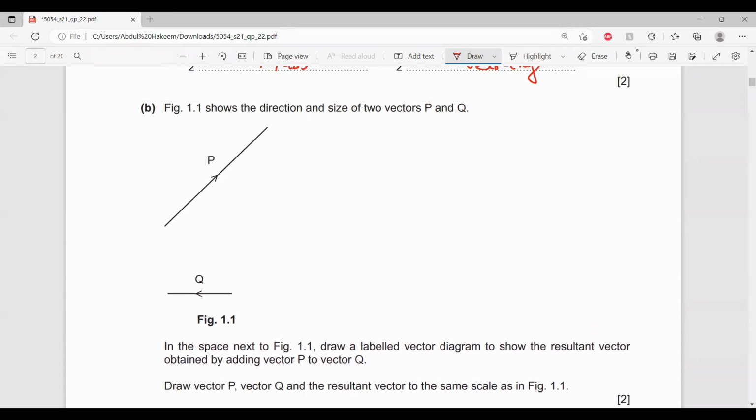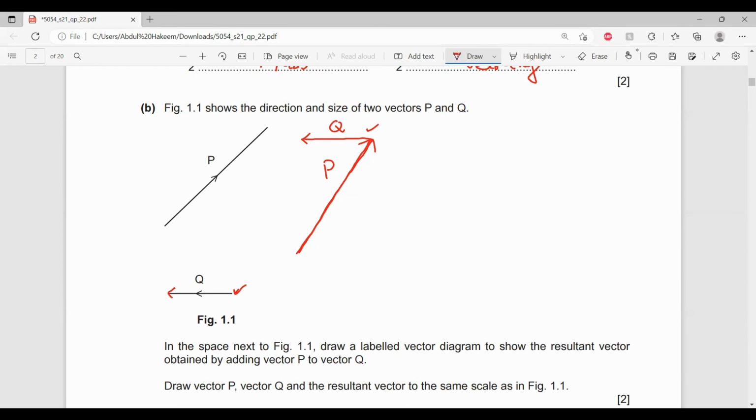So first we will draw this P, same length. First measure the length of P with the scale and draw this new vector. It is directed in this direction. Then by joining the head of the first with the tail of the second, it means we will draw this vector Q here. So this is called head to tail, the head of the first with the tail of the second.